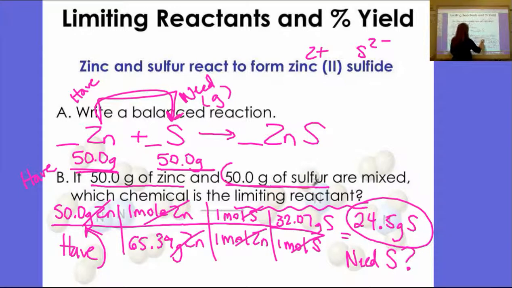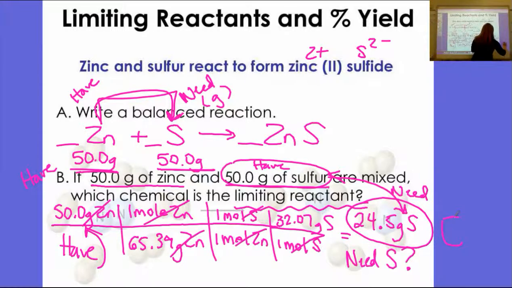I need 24.5. How much did I have? Make sure you're comparing sulfur to sulfur. If both numbers are not 50, in this case it's nice and easy. If I have 50 grams, but I only need 24, I have more than I need. Sulfur is my excess. If sulfur is my excess, zinc has to be my limiting.